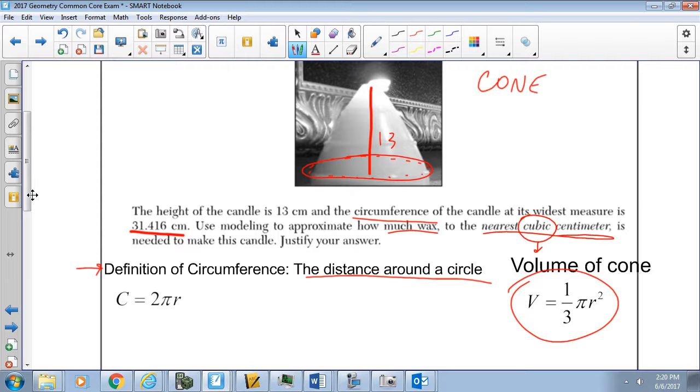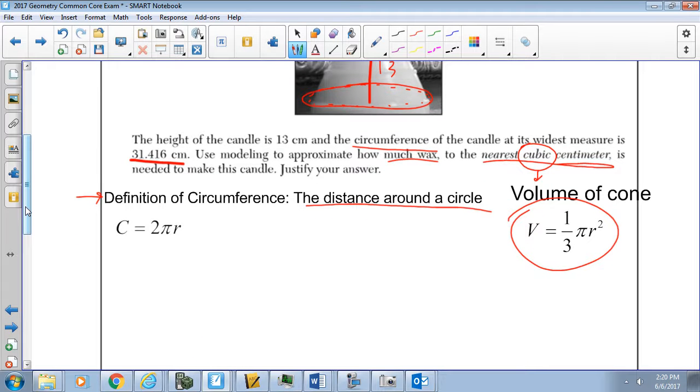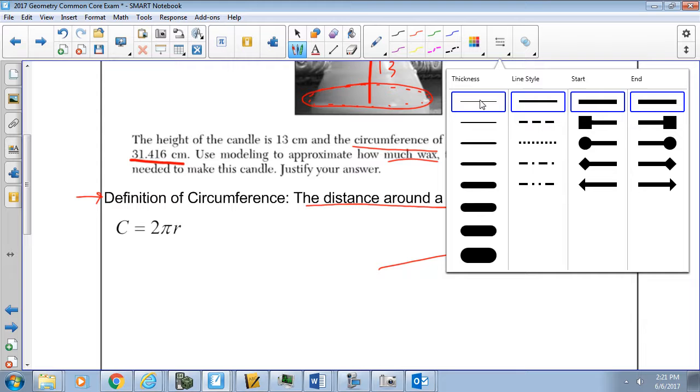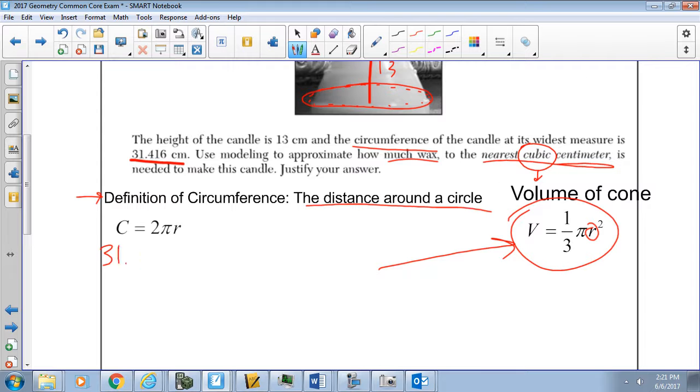Okay? Now, the formula is here. Now, typically when you're dealing with circumference or a lot of formulas, you're given the radius and you have to find the circumference. But in this situation, in order to use this formula for volume, you're going to need to have the radius. Well, the only way to get the radius is to use the fact that they actually, in this case, gave us the circumference. So we're actually going to plug that in, and you're going to get 31.416 is equal to 2 pi r.